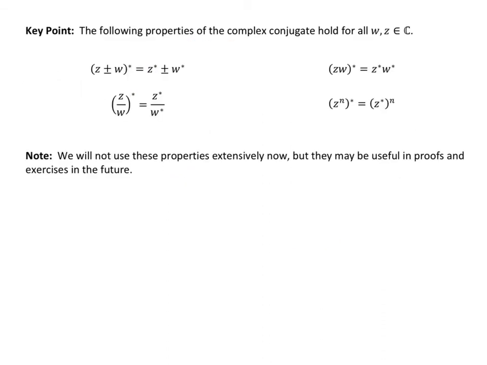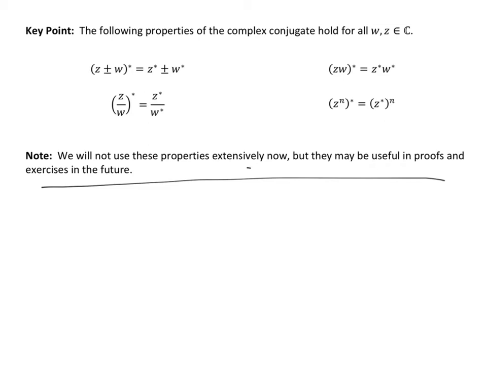I have one more group of information for you, and then the rest of the video is just going to be examples. There are several properties of the complex conjugate, and many of them are very intuitive. Note, I'm not going to use these extensively now, but they may be useful in proofs and things that we're going to do down the line. So I wanted them to be here and make a quick mention of them. All of these things, by the way, can be proven. They're things that you can go through and prove. We may actually have some exercises with that later.